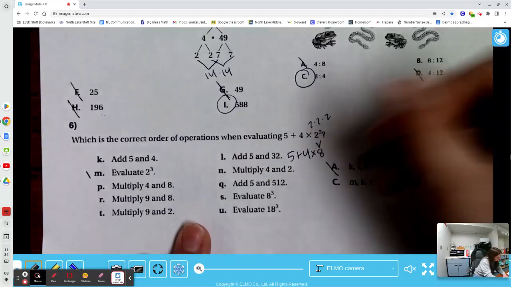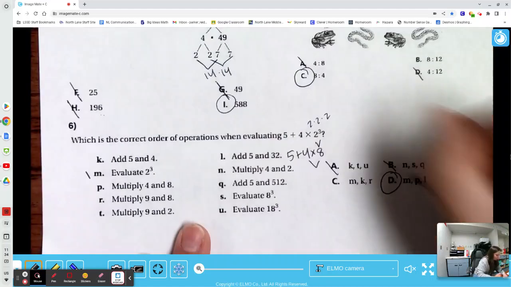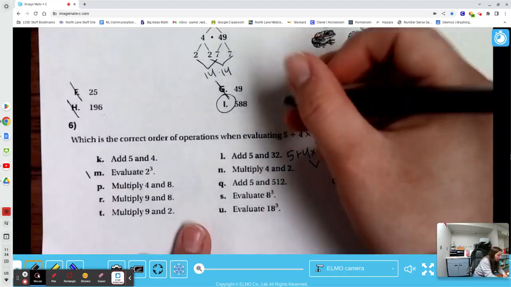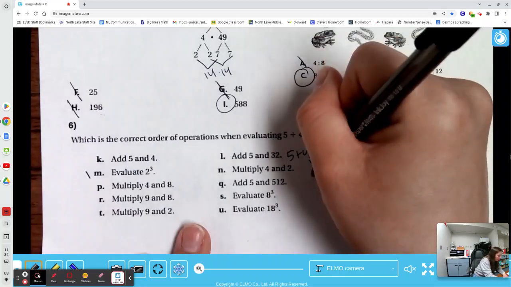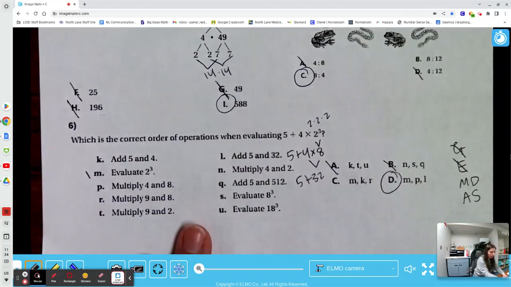Next, multiplication or division. So I would want to multiply 4 and 8. So P should be the next one. So I already know it's going to be D because that's the only one that has the first 2 steps correct. And then if we did that, let's say we finished this out, 4 times 8 is 32. Then we would add 5 and 32. So L is that last step.